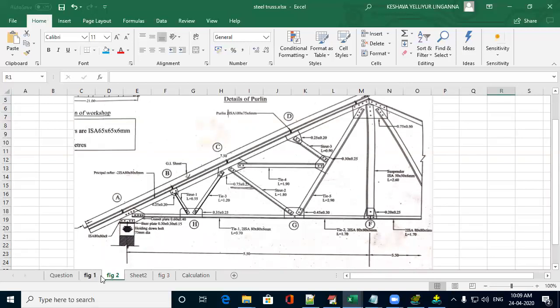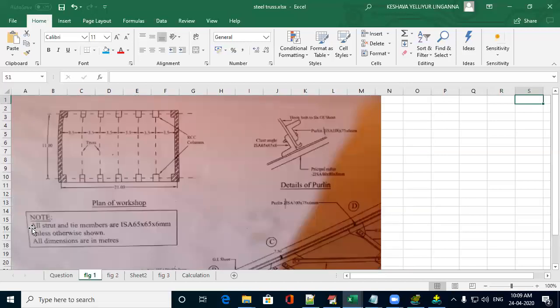For that, they have given this note in the diagram itself. All strut and tie members are of ISA 65 by 65 by 6 mm unless otherwise shown. That means if they are specified with the given angles, you have to consider the given detail. If it is not specified, then you have to assume that it is made of this angle, ISA 65 by 65 by 6.